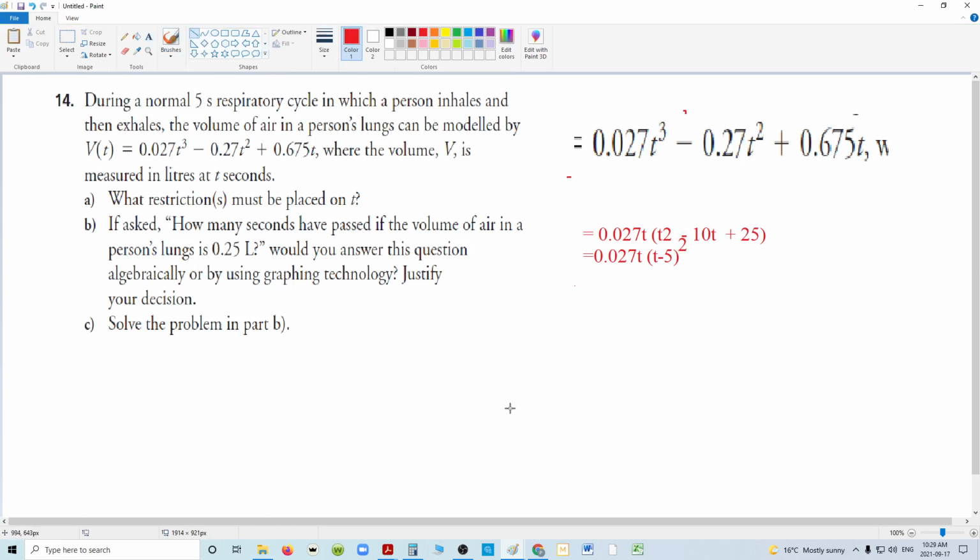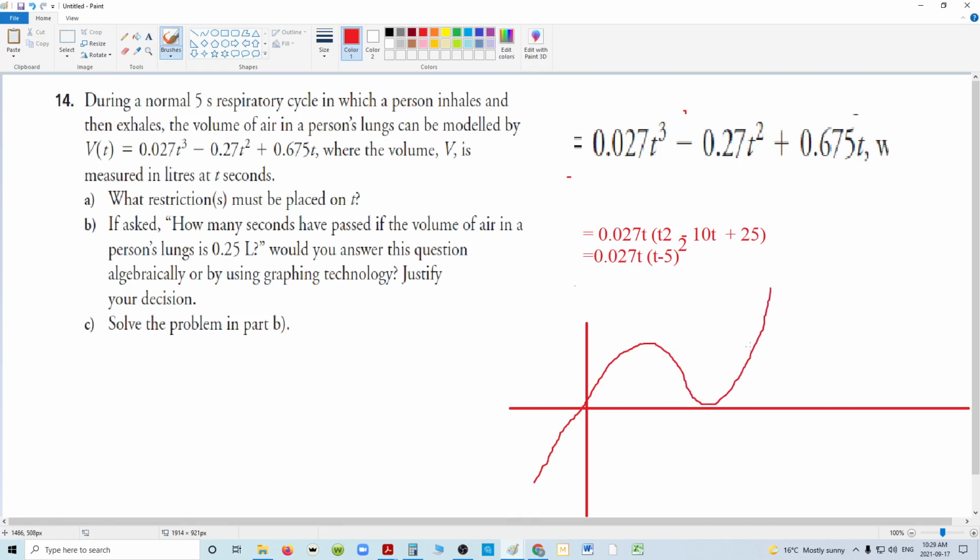Which means, graphically, I know it's going to come up, hit the 5-second mark, and bounce. And this is the only volume I'm looking at, which means at about 2.5 seconds, or 2.6, I'm going to get the max volume. So it would help to know what the max volume is at 2.6. So I get negative (2.6 minus 5) squared times 2.6, times 0.027. So it would help to plug it in here.